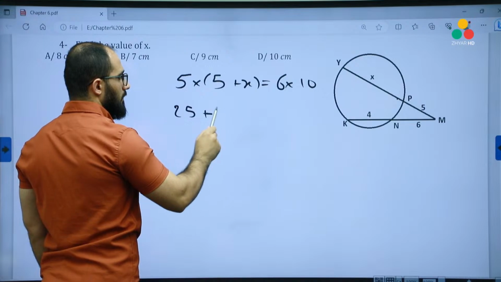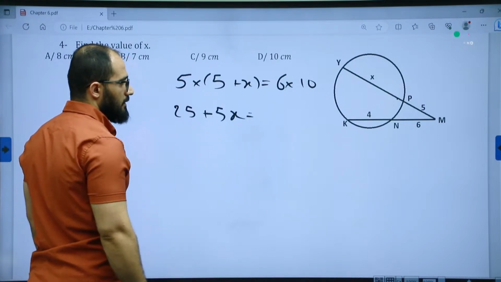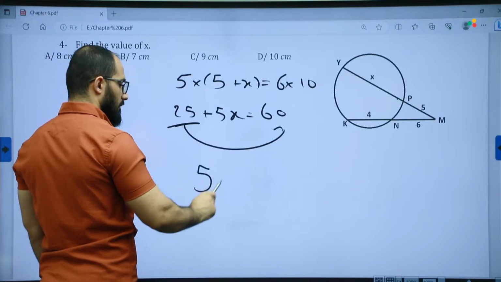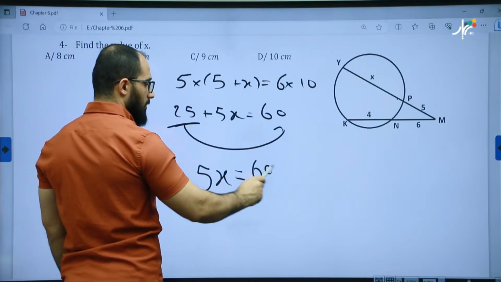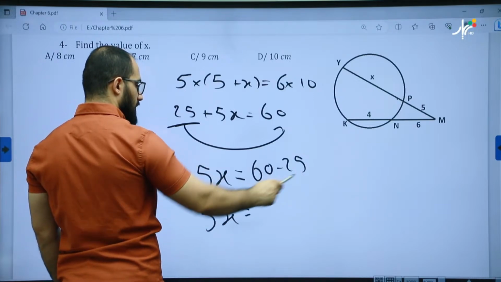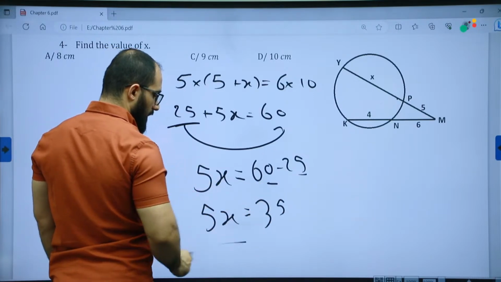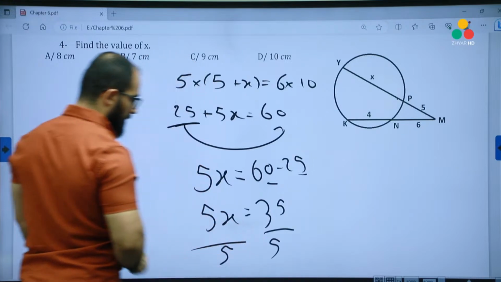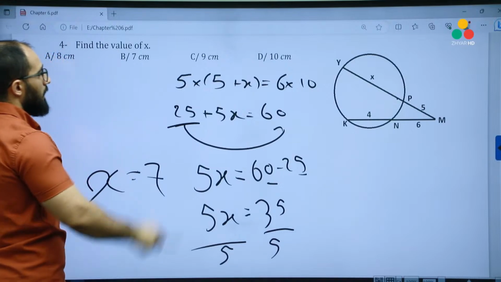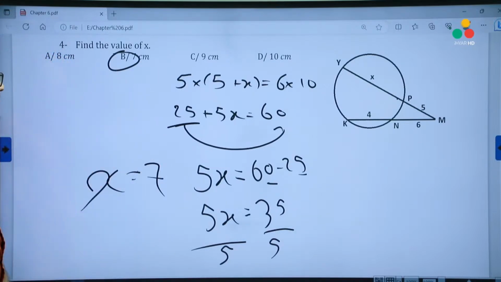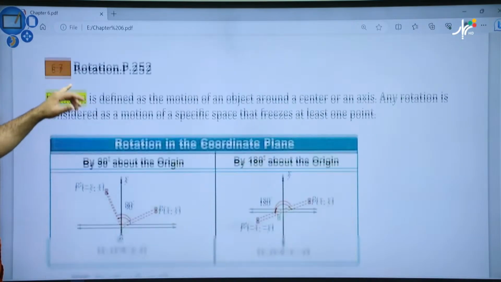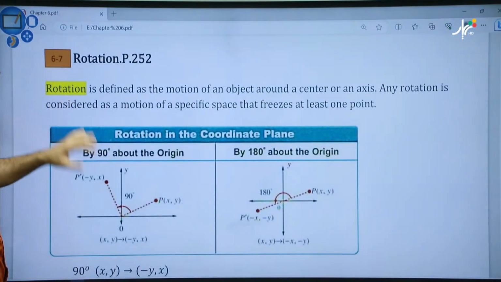25 plus 5x is equal to 60. Move 25 to the other side. 5x is equal to 60 minus 25, which is 35, divided by 5. So x is equal to 7. So the answer is 7. The next subject that we have is 6.7, because it's quite short and easy.